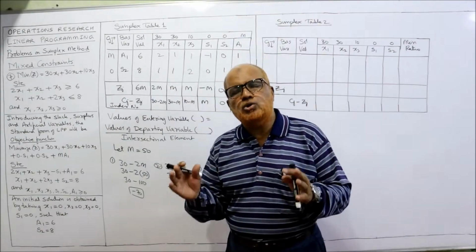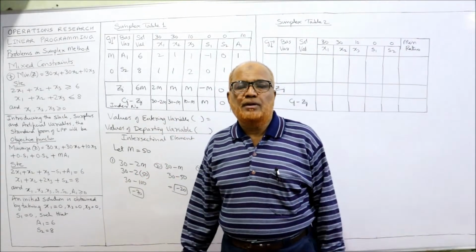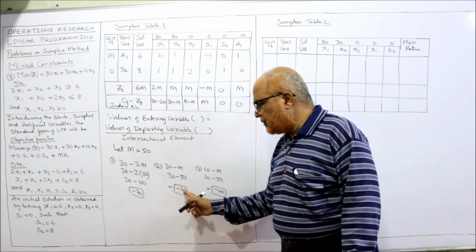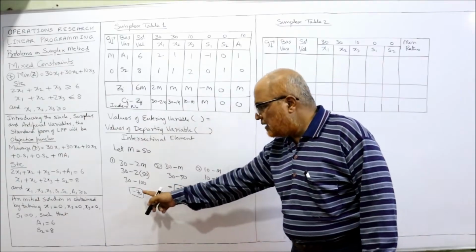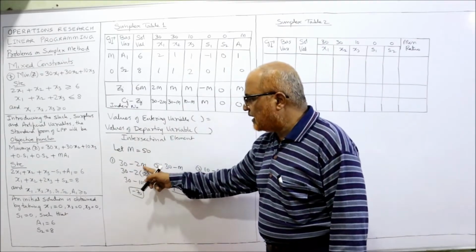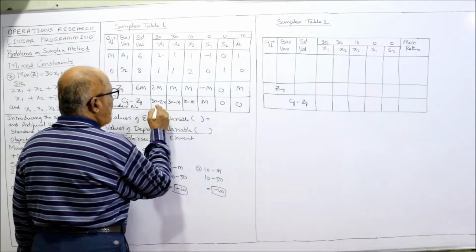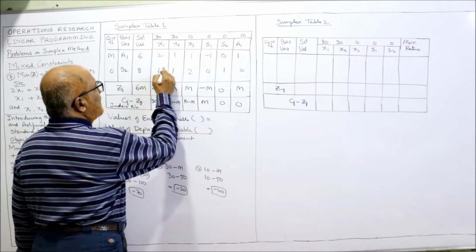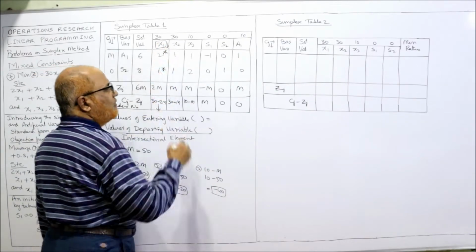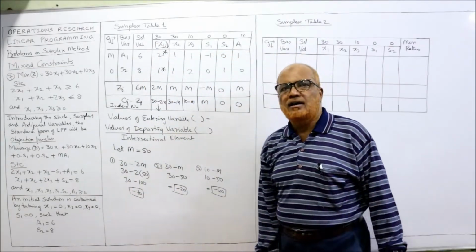Optimality test says all should be positive. But we don't have positive. This is not the optimum. Now select the most negative. Out of these three, which is the most negative? Minus 70 is the most negative. For which variable? 30 minus 2m. So this is the entering variable for the next iteration. In the next table, x1 will enter.